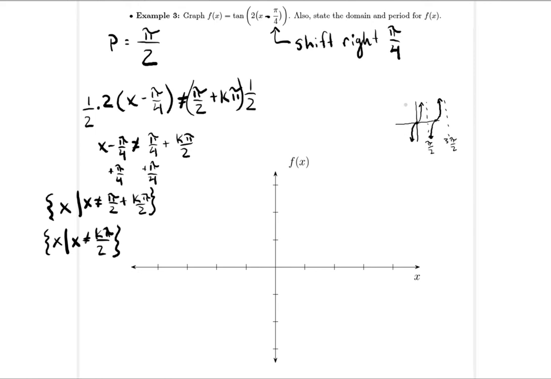Right? So if you can just remember this general idea here, then you just need to know, okay, if I shift to the right pi over 4, where does my 0 go? Where do my asymptotes go? All right, so let's do that. Let's shift to the right pi over 4. So I'm going to go ahead and call this pi over 4. So then that's pi over 2, 3 pi over 4, and pi. We'll do the same thing for the negatives.